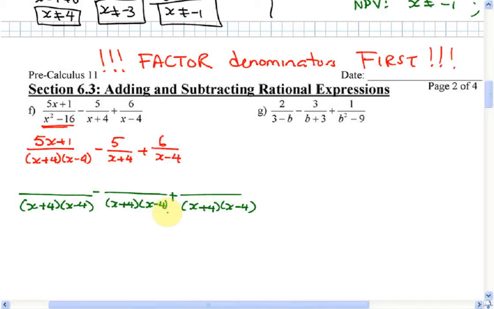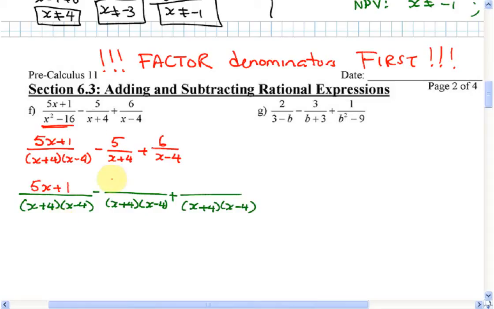Okay, ladies and gentlemen, what is the first term on the left equal to? Well, am I missing anything from the first term here? Am I missing any factors? No. So what do I do with the numerator? Leave it as is. Good. 5x plus 1. Good. Second one's x minus 4.